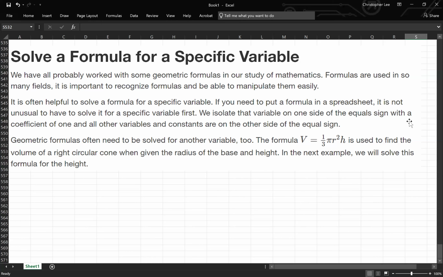So let's look at the geometric formulas. Often they need to be solved for another variable too. So let's say you have the volume formula here, V equals 1/3 pi r squared h, which is used to find the volume of a right circular cone when given the radius of the base and the height. In our next example, we will solve this formula for height. This is not bad.